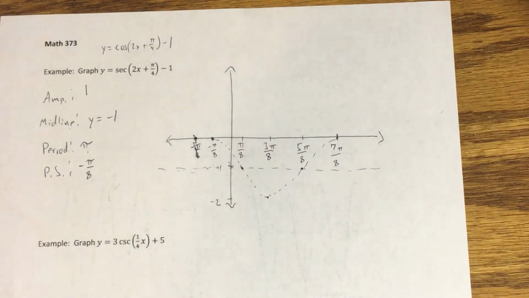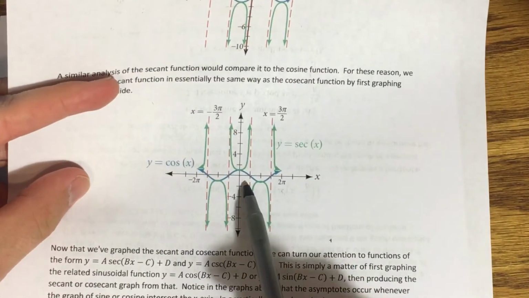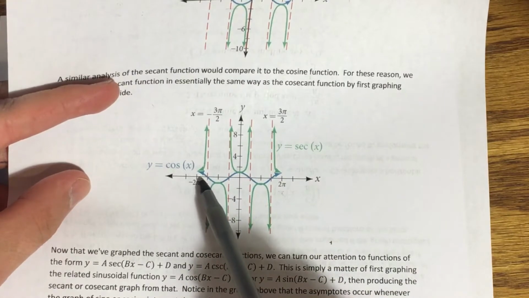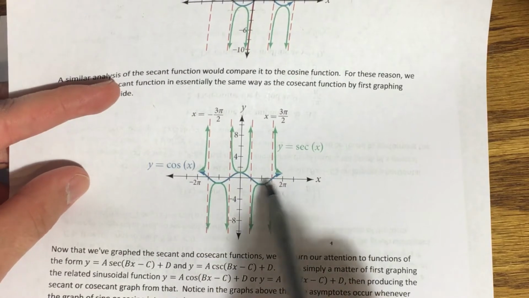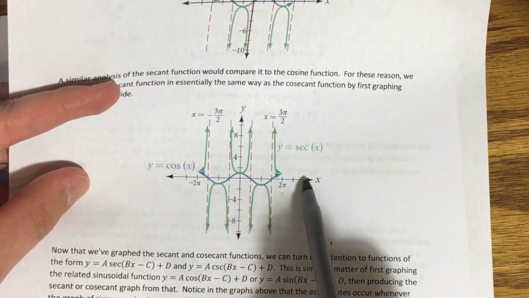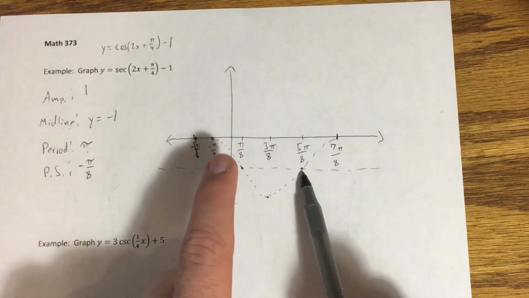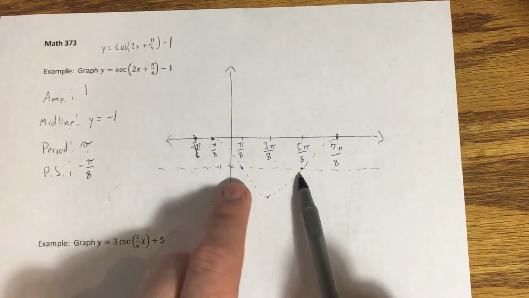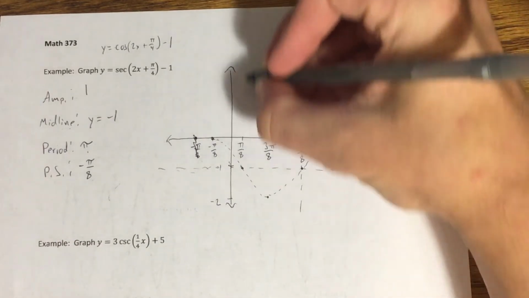So again, going back to the original secant graph, those asymptotes, those red dashed lines, appeared anywhere the cosine function crossed the x-axis. But it's not really the fact that it's the x-axis that's important. It's the fact that that's the midline for our cosine function. In this case, our midline is changed. It's at y equals -1. And I have 2 points that have intersected that midline. So I'm going to put asymptotes through those points.